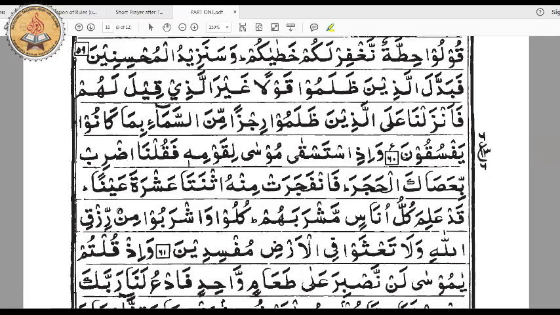Okay, one second, stop there. This is something we looked at last week, and it is a difficult one because we have to remember that we don't pronounce this letter because this letter has a shadda on it. Okay, so this would be mirz.